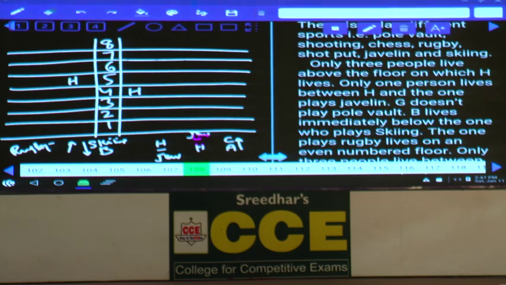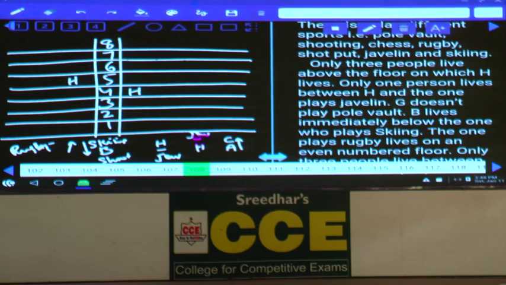The one who plays shooting lives below the floor on which B lives. The word immediate is not given, so it may or may not be immediate. Below this, skiing should be there, B is there, and shooting must also be there. And below the floor on which B lives, no person lives between H and I. No person between H and I means how many floors are there? Maybe zero, maybe one, because if there is a vacant floor, then also no person. If completely filled, then adjacent floors. Hence these two can be adjacent to each other, or there could be only one vacant.